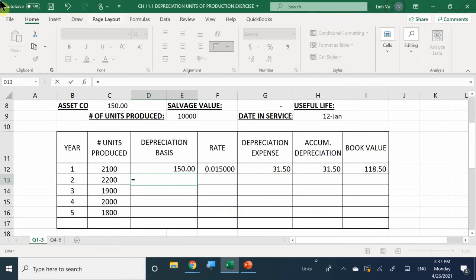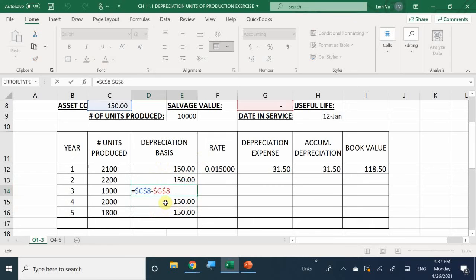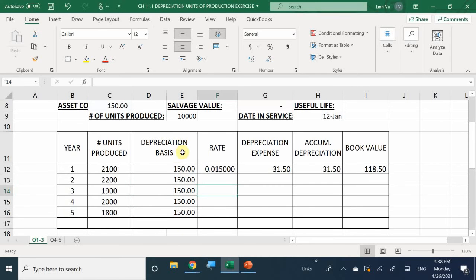So in this case, if I'm cell referencing it, this is going to be constant, and this number is going to be constant because we know that the salvage value is still 0. So therefore, it should still reflect as 150. And if I were to apply this to the rest of the bottom, they should all be 150, right? Year 3, same thing: cost of the asset minus salvage value. So we know for a fact that this column right here should stay the same.